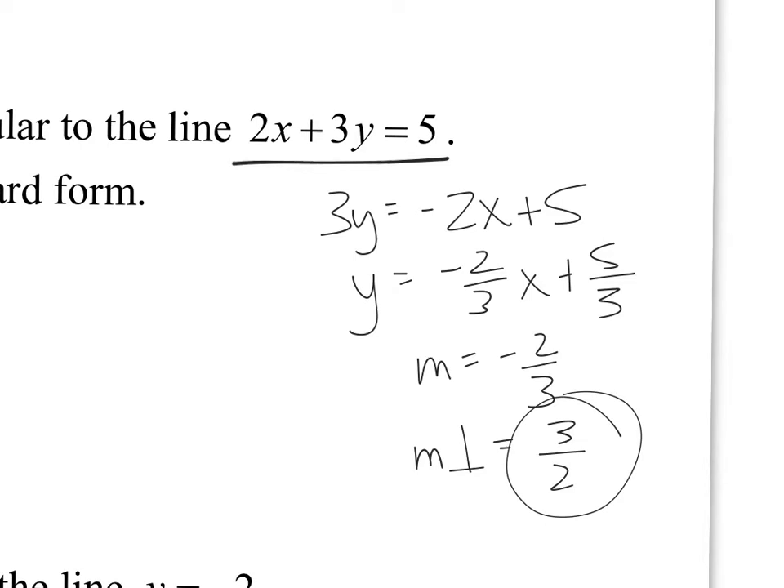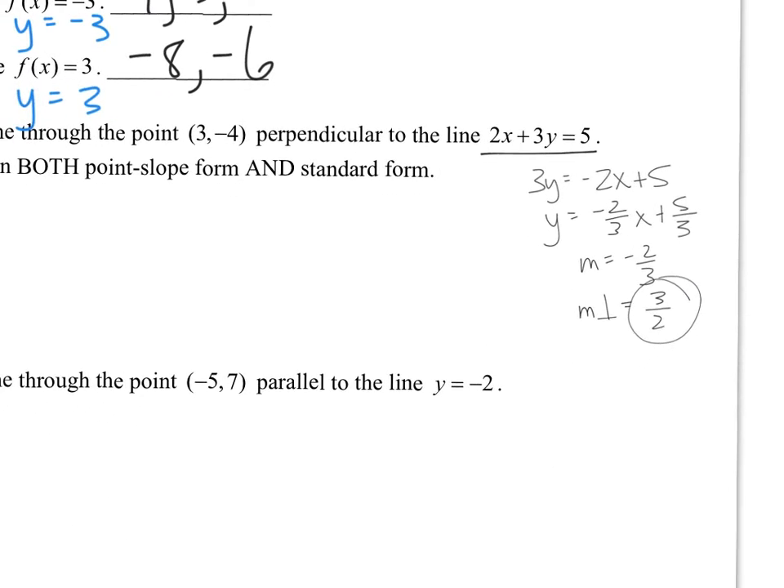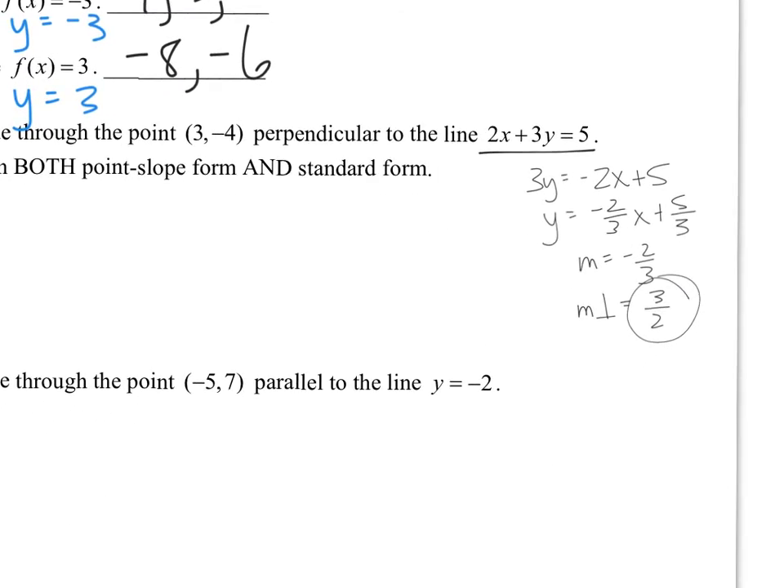If it was parallel, then I would use this slope. But since it said perpendicular, I have to do the opposite reciprocal. So that's the slope that I'm going to use. And they also gave me this point, 3, -4. So that means I'm going to start with point slope form because I'm given a point and a slope. And that's the first thing that I have to write my answer in, is point slope form.